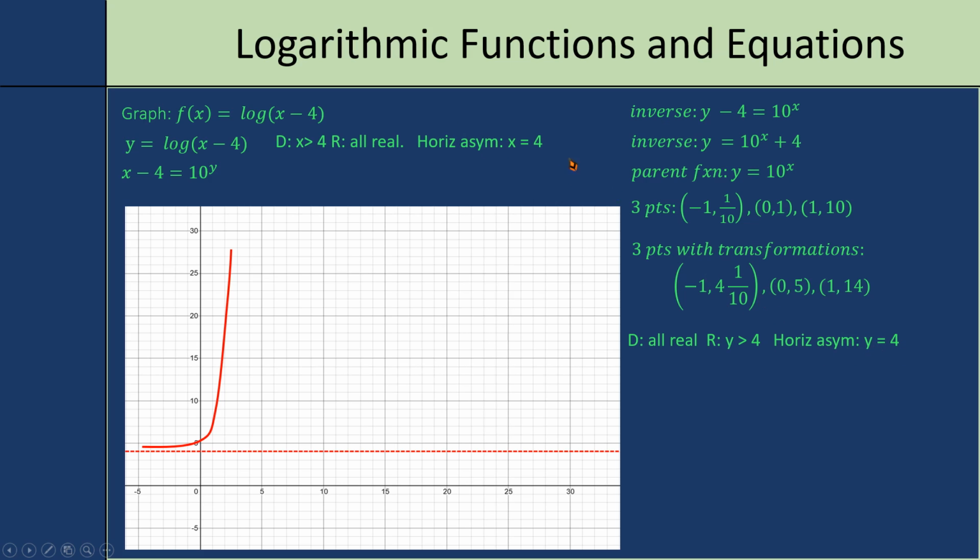It's y is equal to 4. Now it's x is equal to 4. So here's my vertical asymptote, x is equal to 4. And then there's my domain on the right: x is larger than 4. And then I take these 3 points and I swap them. Now I have 4 and 1/10, comma, negative 1; 5, comma, 0; 14, comma, 1. And then I sketch that and I get this graph, right? So the black one is my actual graph. The red one is my inverse.